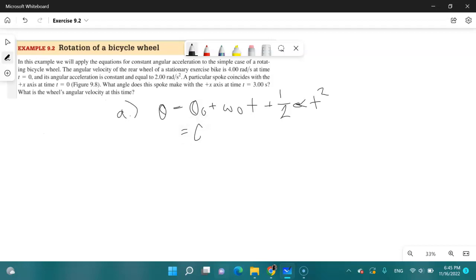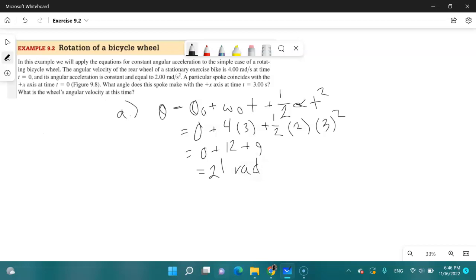We know that initial theta is 0, plus the angular velocity is 4 radians per second times time 3 seconds, plus half of the average angular acceleration, which is 2 radians per second squared, and then the time is again 3 seconds, and we square that as well. This ends up being 0 plus 12 plus 9, and that leaves us with 21 radians.